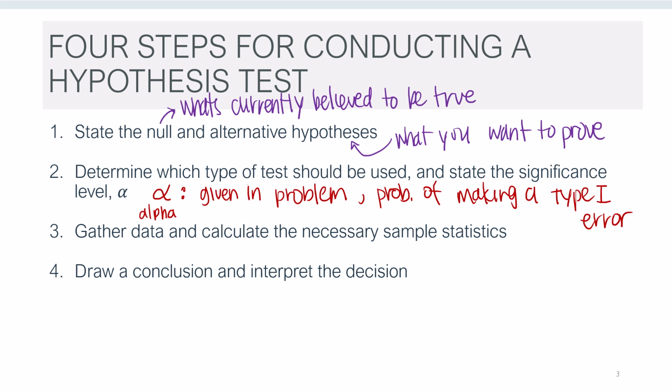And then lastly, you will draw your conclusion based on the chosen method. You can use what's called a rejection region method or a p-value method. Typically in the social sciences, they like to use the rejection region method, and then in STEM fields, they use the p-value method.